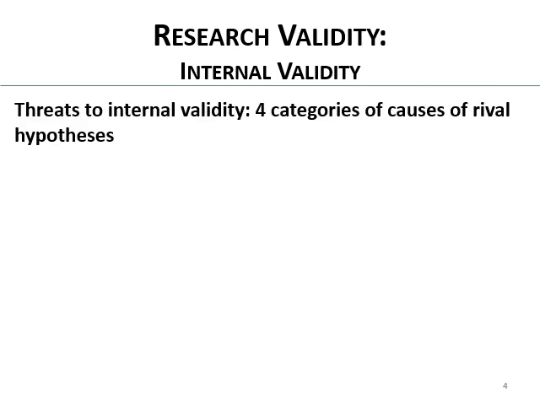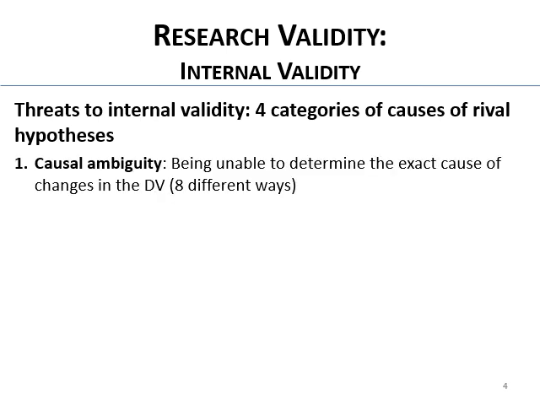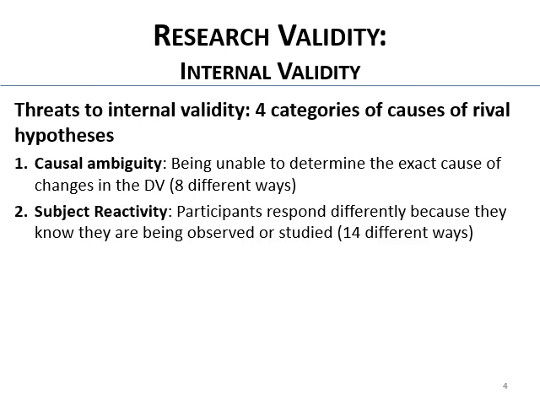So the threats to internal validity fall in 4 broad categories. So there are 4 broad categories of rival hypotheses for results that you find. First, there's causal ambiguity, and causal ambiguity is when you're unable to determine the exact cause of changes in the DV. And there are 8 different ones of those we'll talk about. Then there's subject reactivity. So subject reactivity specifically is when participants respond differently in your study because they know they're being observed or studied, and there are 14 of those.